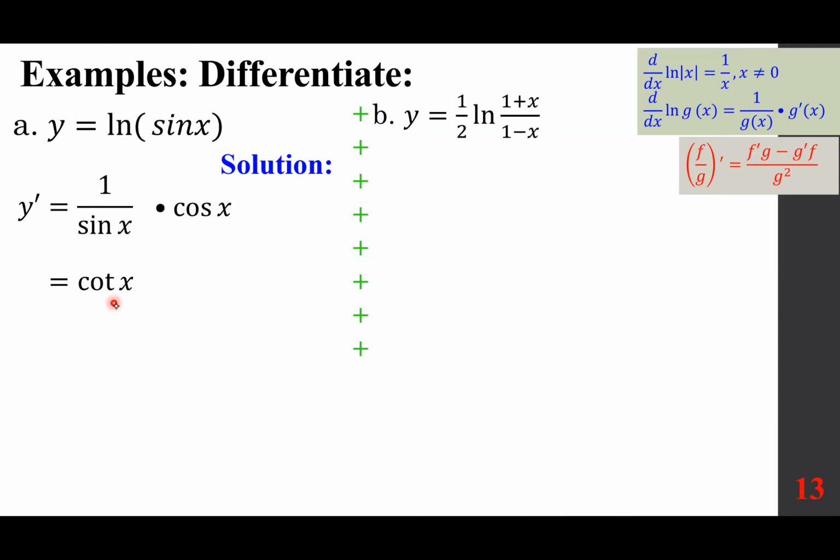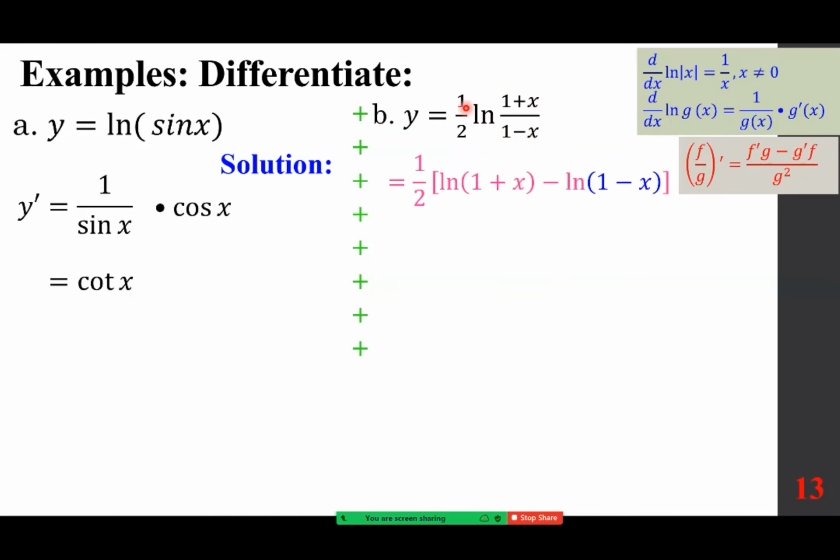We want to differentiate y equals 1/2 ln of (1 plus x) over (1 minus x). So first things first, we use logarithmic properties to decompose the log. 1/2 remains. This is ln of the top, 1 plus x, minus ln of the bottom, ln of 1 minus x. So 1/2 doesn't change, and this expression is cut into two pieces using the quotient rule.